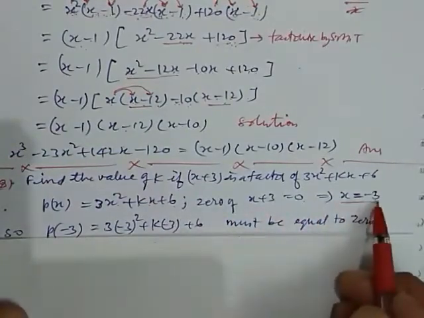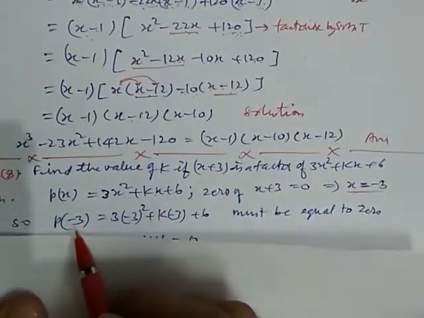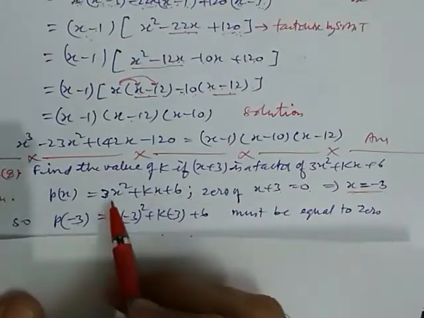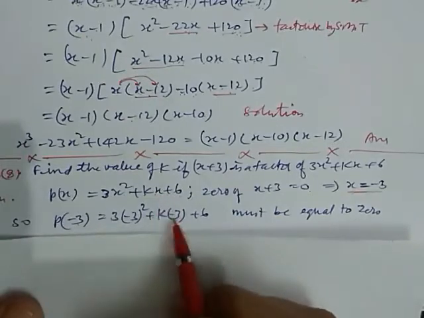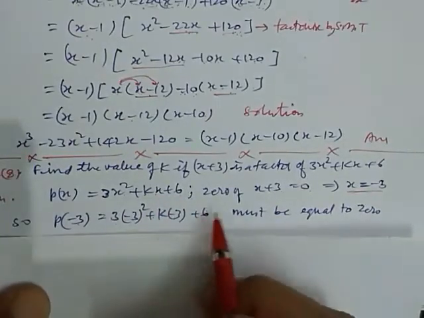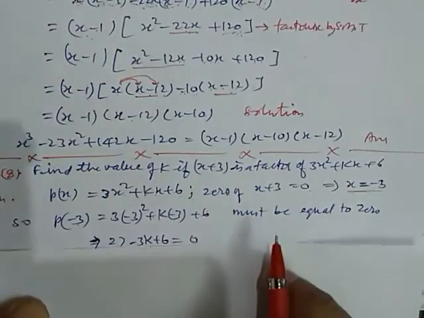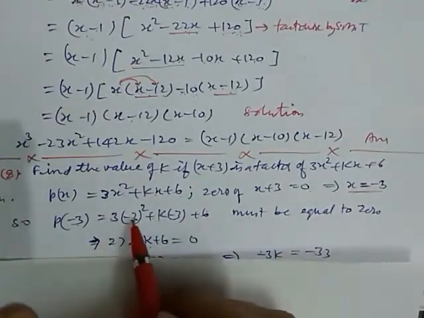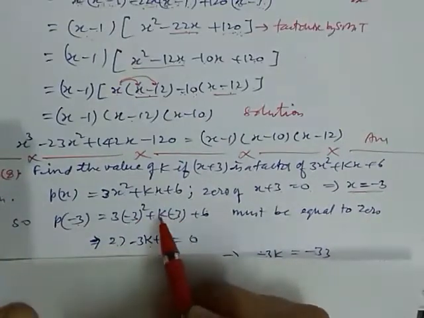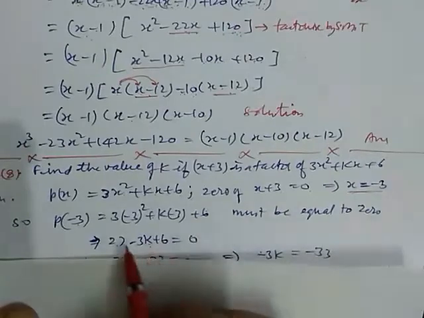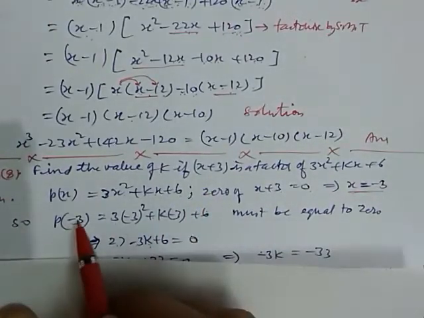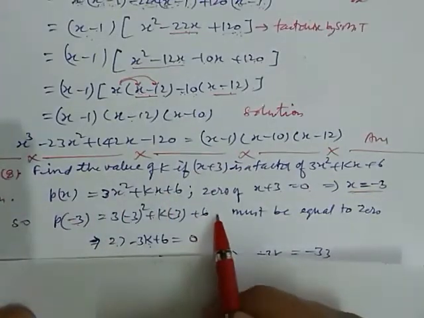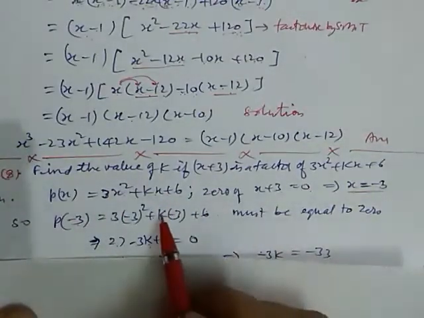First we put x equal to minus 3 here. So we get 3 into minus 3 square plus k into minus 3 plus 6. This must be equal to 0, so put this equal to 0. Now the square of minus 3 is 9. 9 times 3 is 27. Minus 3 into k is minus 3k, plus this 6. We put this equal to 0, because when we put minus 3 into this polynomial, it must be equal to 0, and that is the way of finding k.